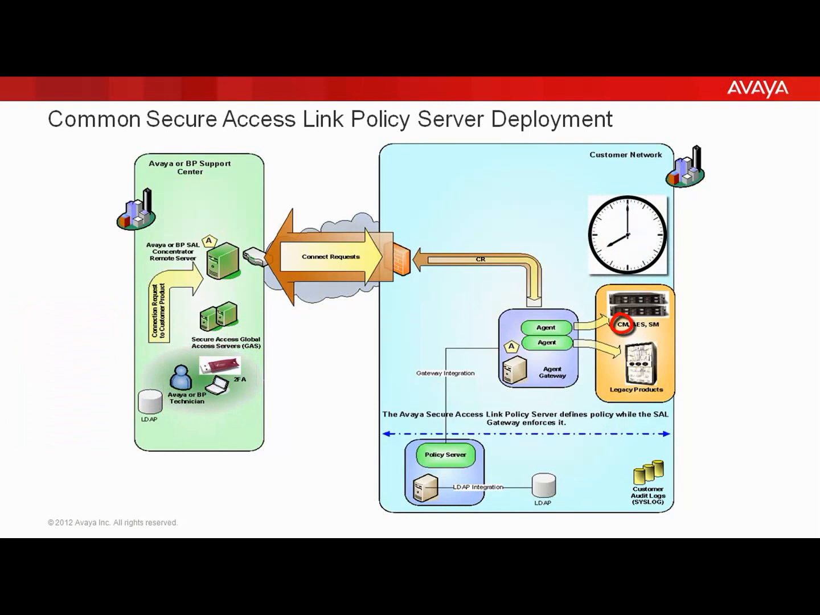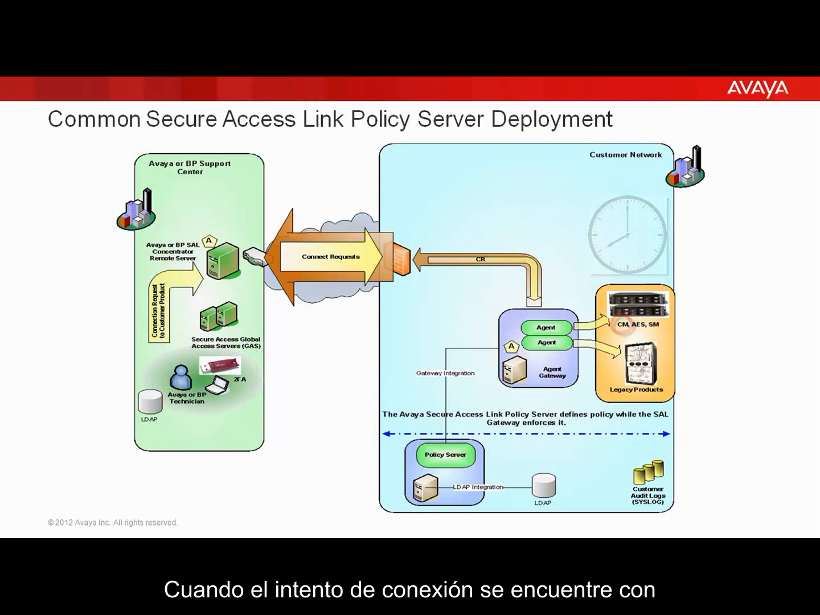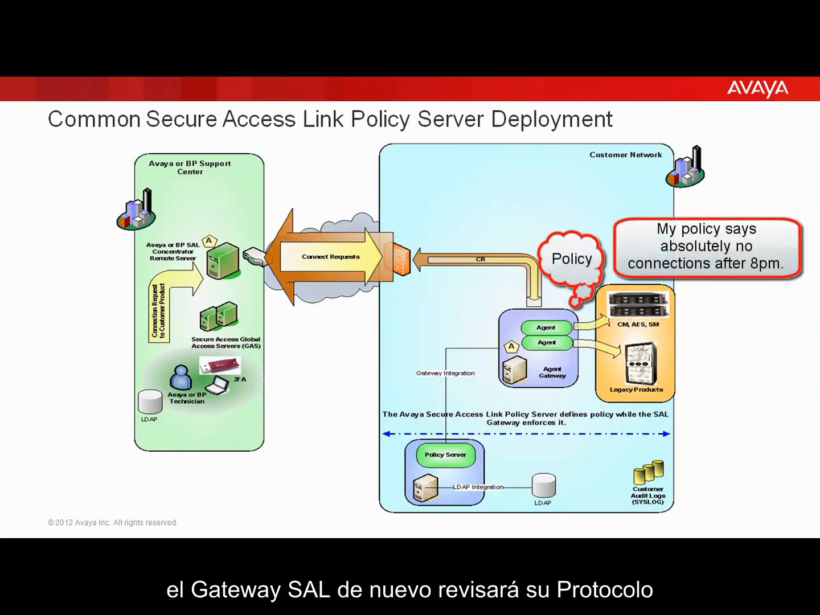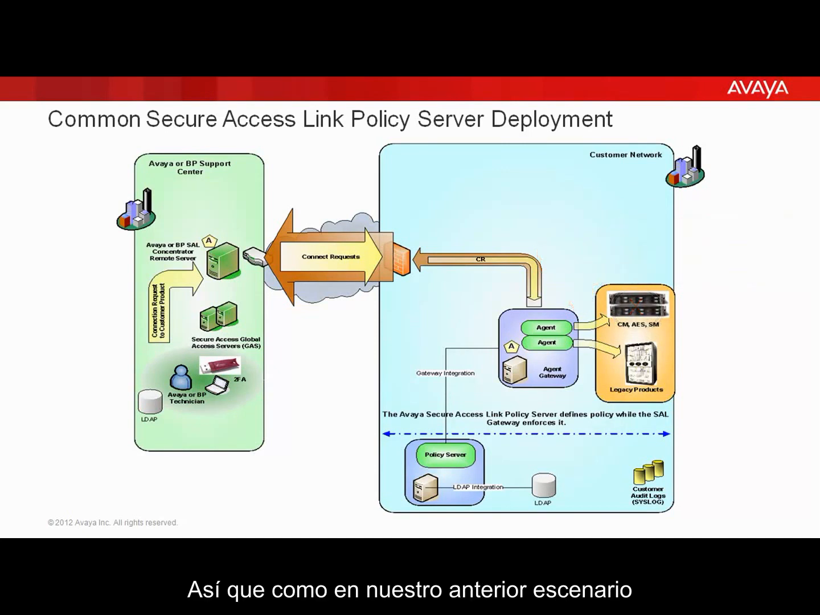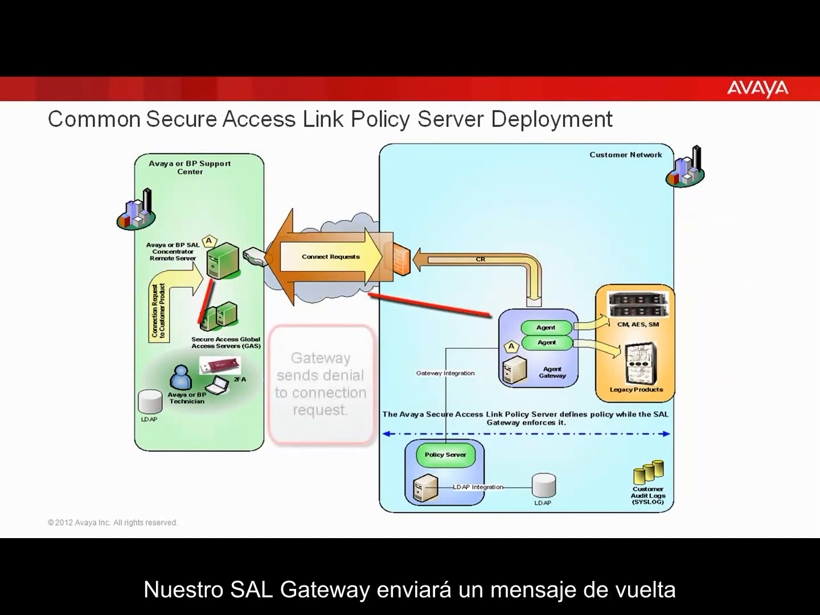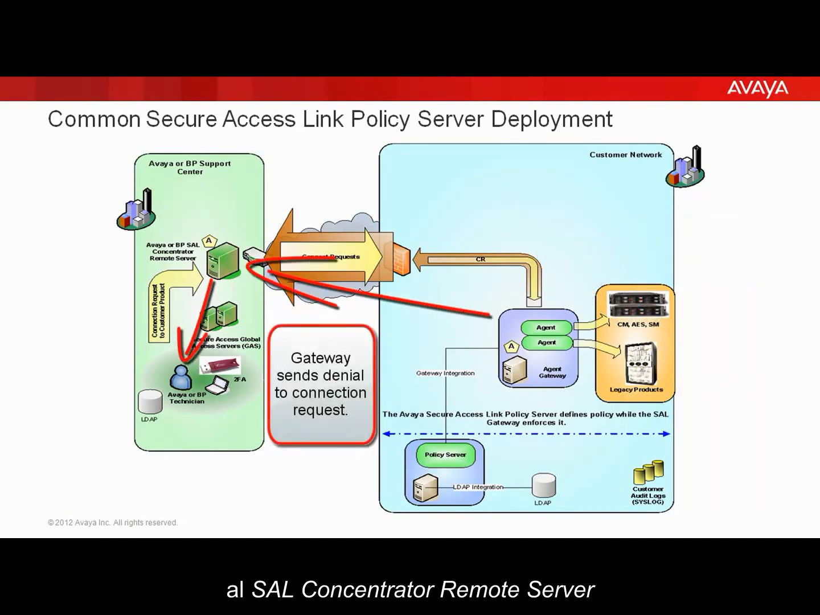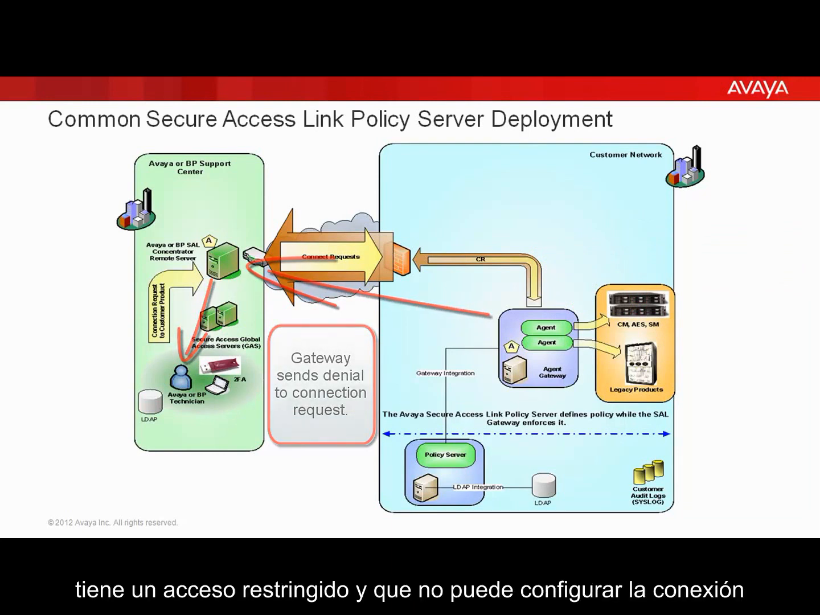in the evening. When the connection attempt comes across, the SAL gateway will again check its policy and see that there is a policy in place restricting access to all devices during this time period. So, just like our earlier scenario, our SAL gateway sends a message back to the SAL Concentrator Remote Server advising the user that a defined policy has restricted access and cannot set up the connection.